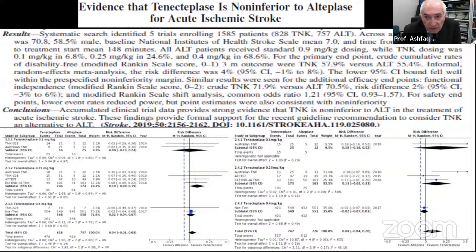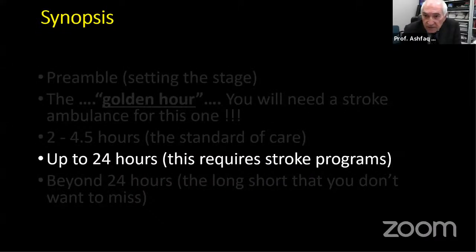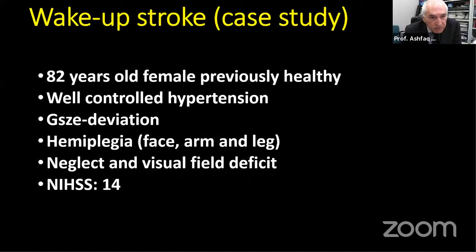So then my next part is what about up to 24 hours? So most of this is with thrombectomy, with the DEFUSE and DAWN trials. And I'm not going to talk about that because there is a presentation by my colleague who will be talking about thrombectomy. What I want to talk about, though, is the wake-up strokes. And in wake-up strokes, how do you investigate them and find out if they are candidates for IV TPA or not? Here is an example.